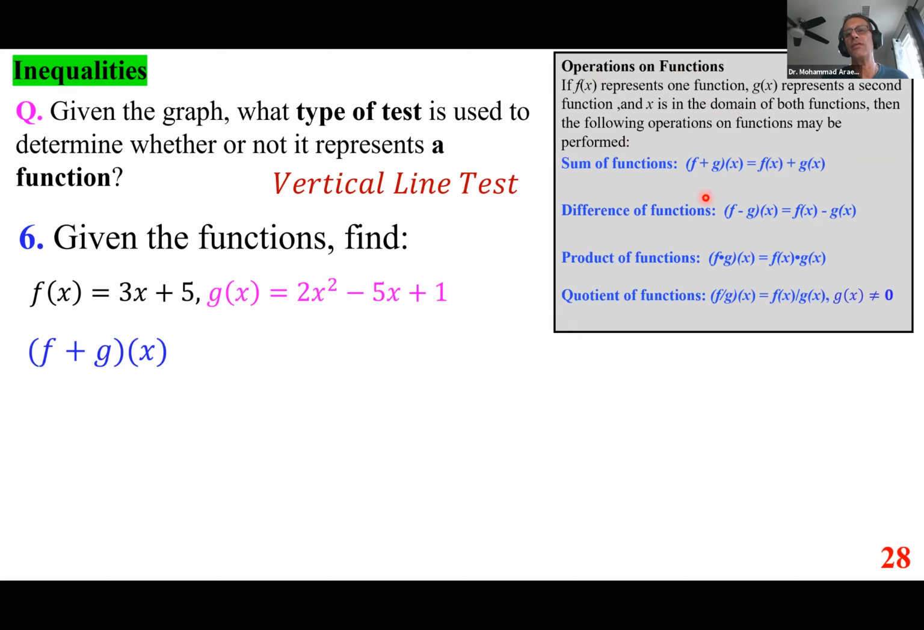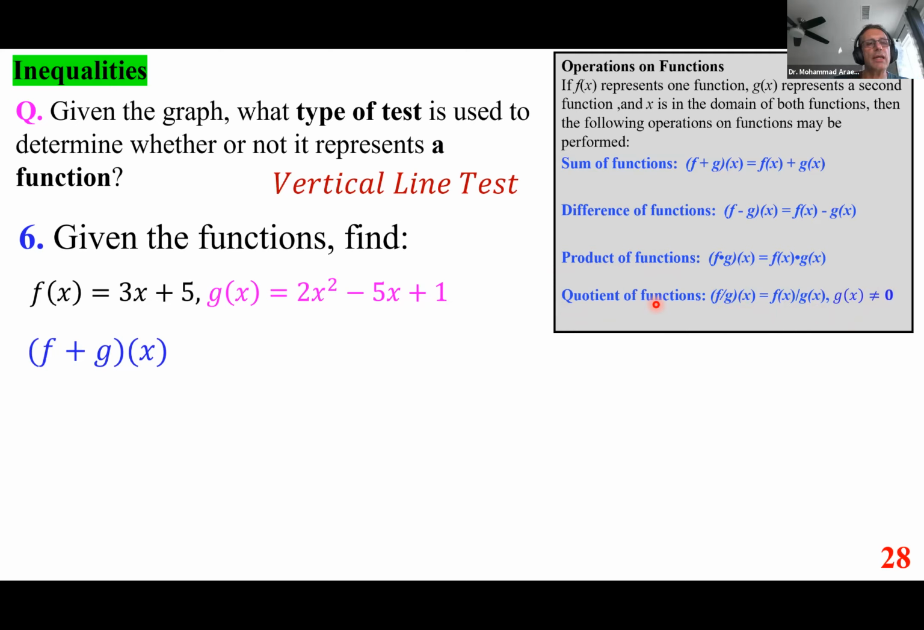If f and g are given, (f plus g) of x means f of x plus g of x, called the sum function. (f minus g) of x is f of x minus g of x, the difference function. (f times g) of x is f of x times g of x, the product function. (f over g) of x is f of x over g of x. Of course, the denominator can never be zero. That's the quotient of functions.